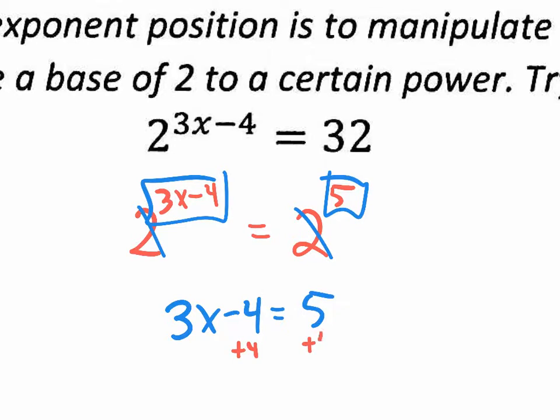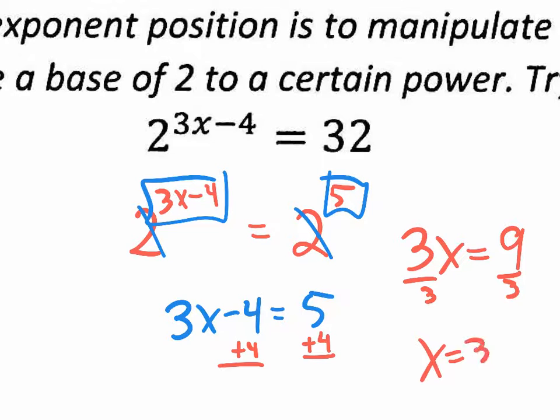Plus 4, we'll get 3x equals 9. Divide by 3, divide by 3, you're going to get x equals 3. And there's your final answer for this above equation. X has to equal 3 in order for this equation to remain true.